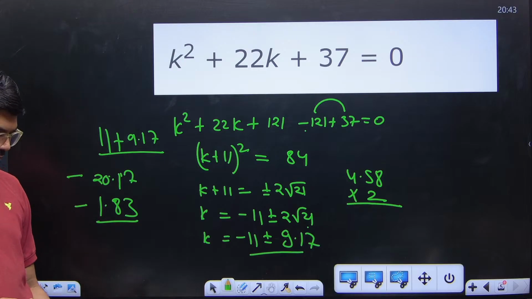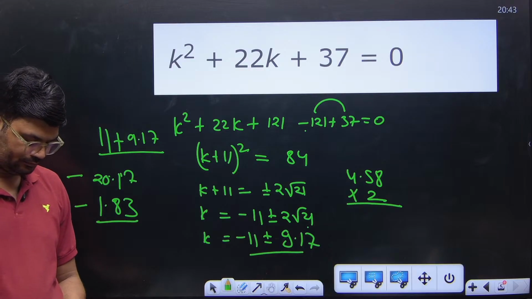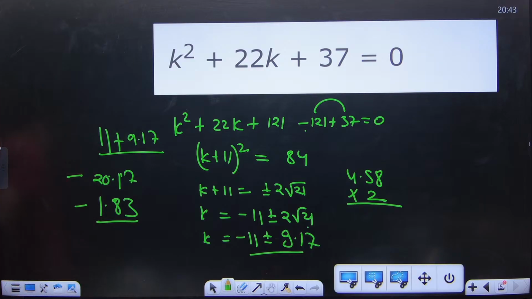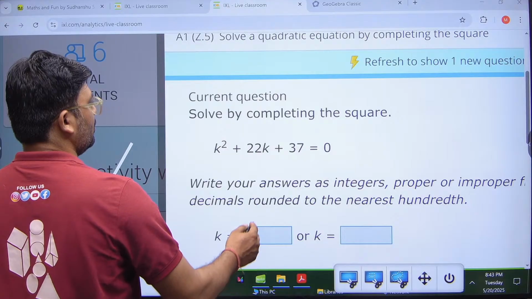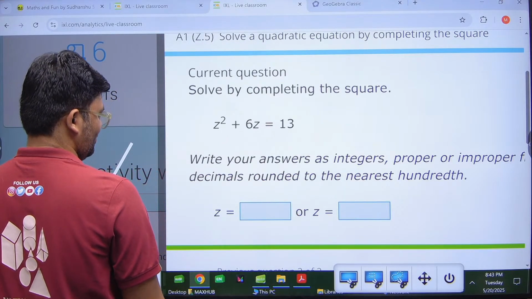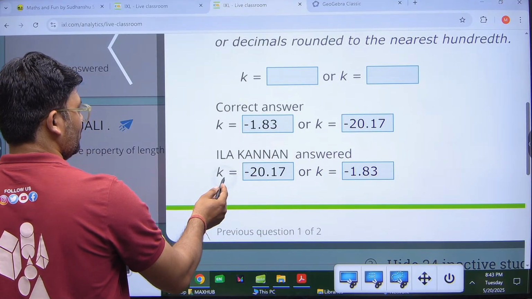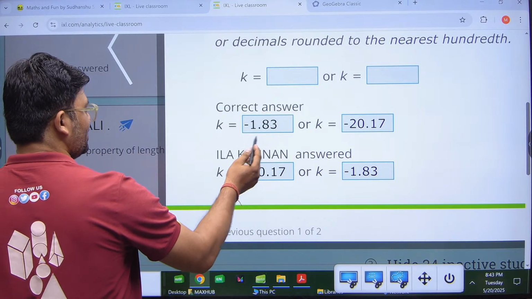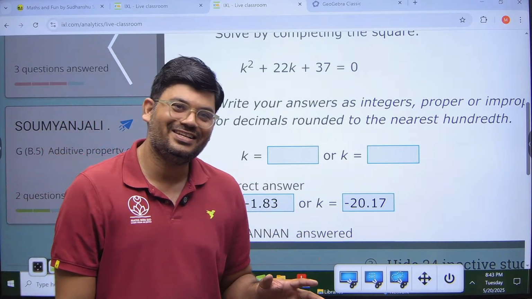Are you getting it? Yeah. Okay. The answer is correct? Yes. Wow, that's so nice. So the correct answer is minus 1.83 and 20.17. See, don't take risk by using your mind. Take the help of the calculator.